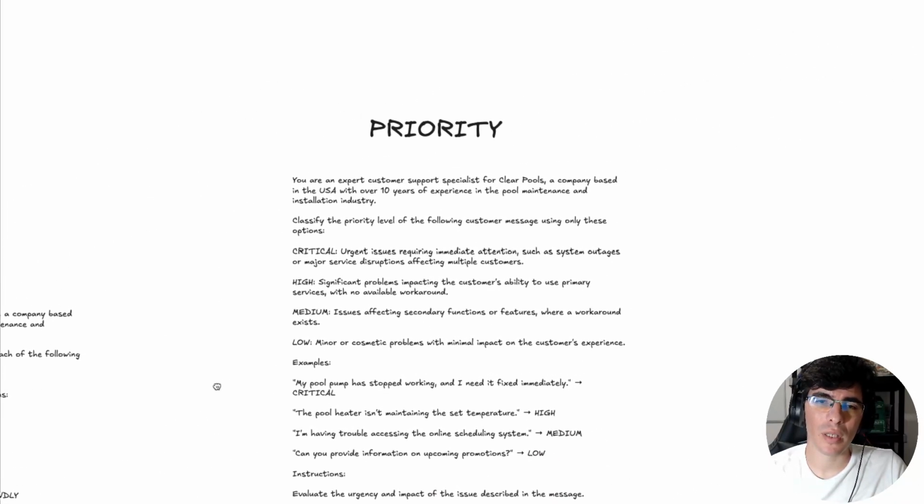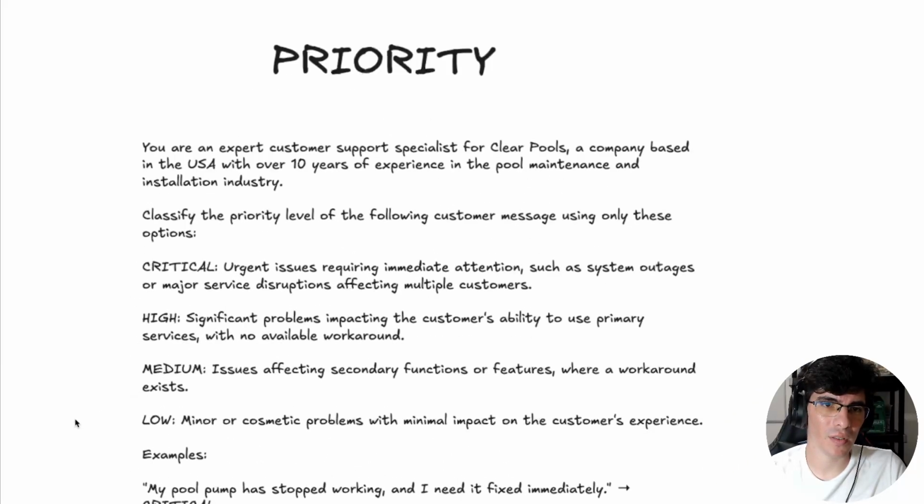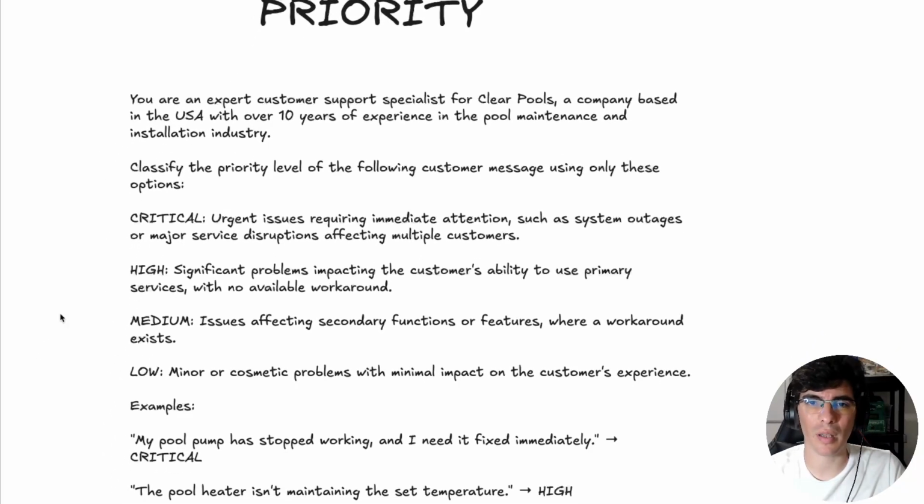Then the other one is, for example, priority. This one's interesting. Same thing, same priming or role playing. You're an expert customer specialist for Clear Pools, a company based in USA. Classify priority levels depending on critical, urgent issues requiring immediate attention, such as system outages, major service disruptions affecting multiple customers. Like if you have a leak and it's going everywhere and you have thousands of gallons just pouring out, probably you want to get onto it ASAP.